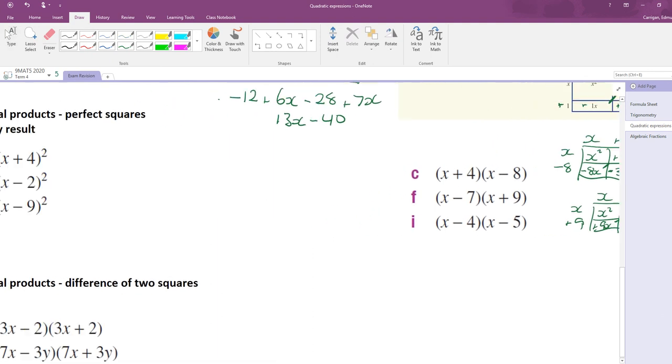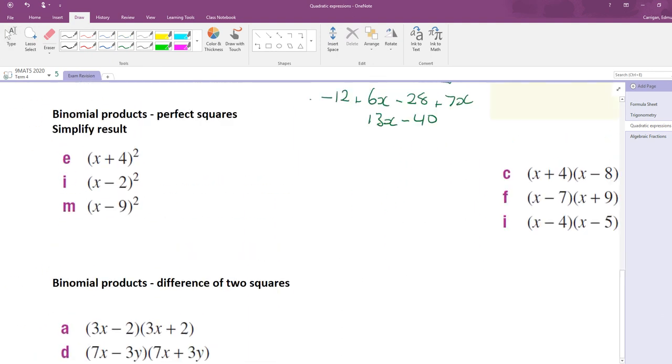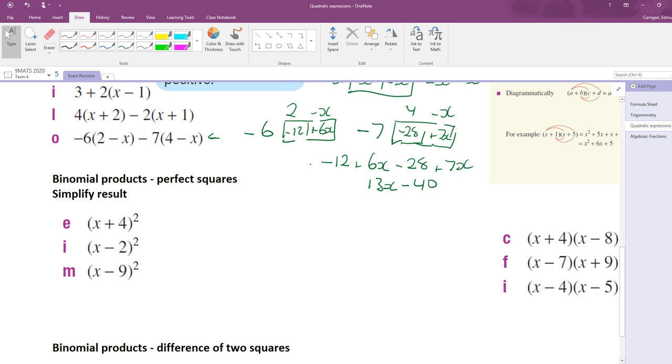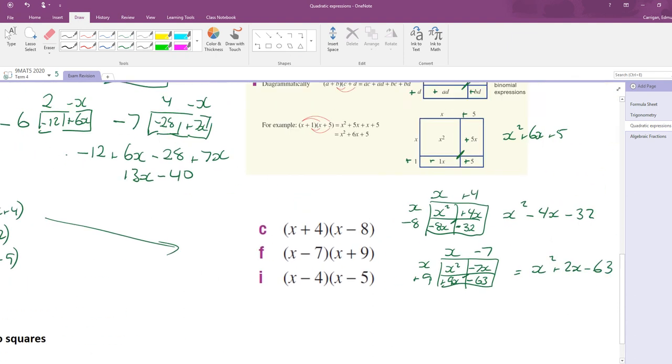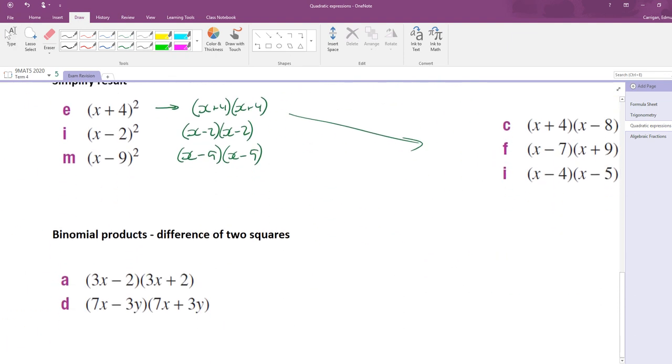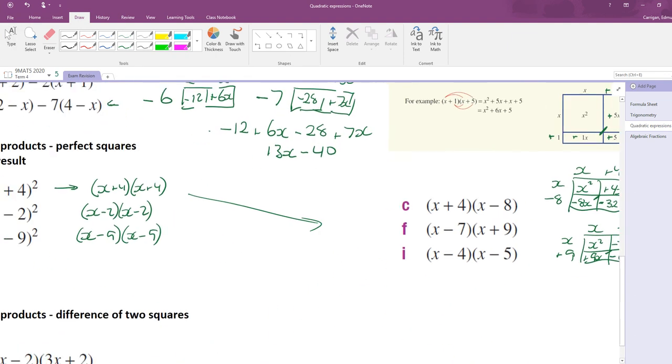Okay, so that's one form. The second form is this binomial product perfect square. So there's no trick to that except that we rewrite it as x plus 4, x plus 4, and then we just do it like we do this one. This next one, x minus 2, x minus 2, and the last one, x minus 9, x minus 9, and then bring them across. Do them the same way as that.